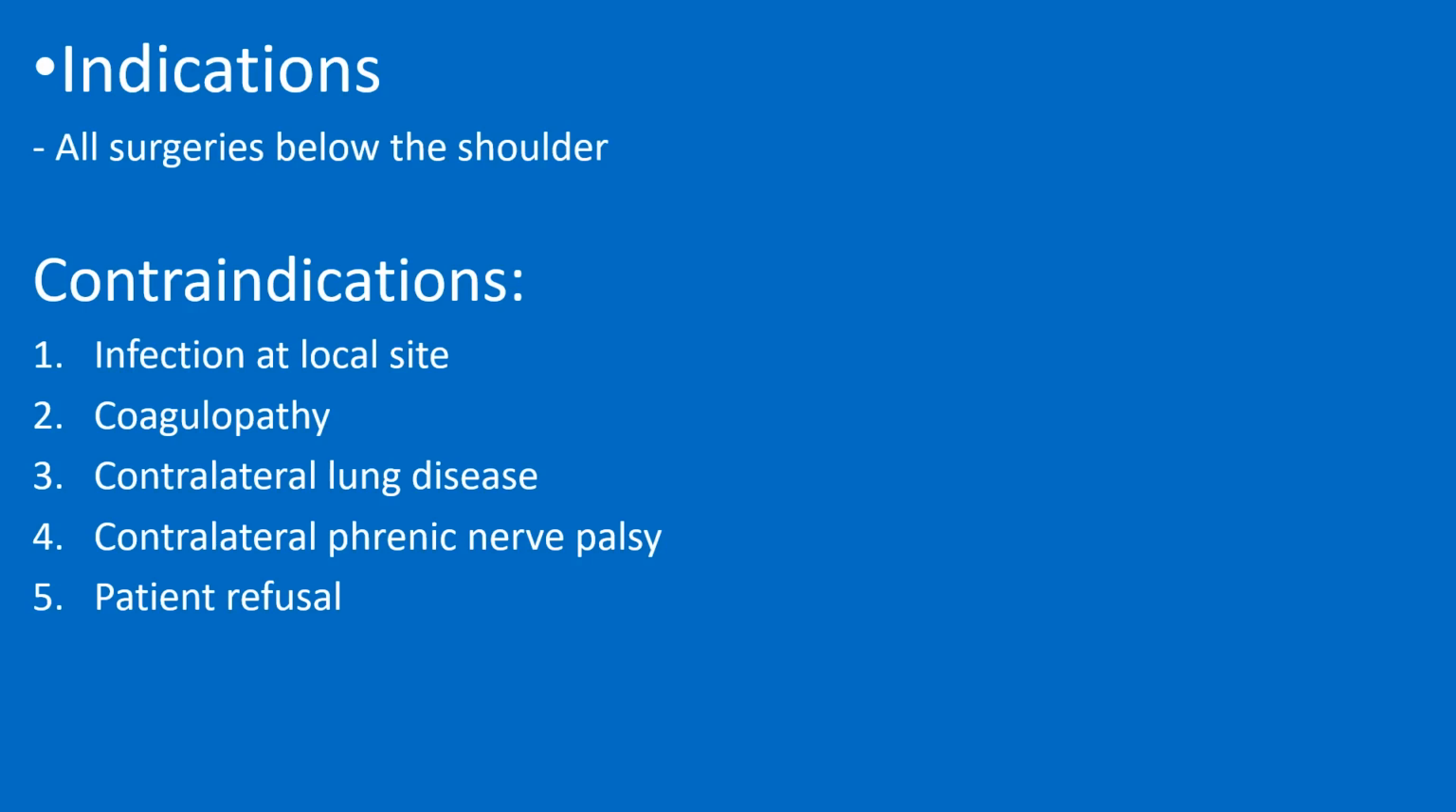And also phrenic neuropalsy: the incidence of phrenic neuropalsy is more than 50% with supraclavicular block. So whenever the patient has contralateral phrenic neuropalsy, it is contraindicated, and also bilateral supraclavicular block is contraindicated. And of course patient refusal is also a contraindication.